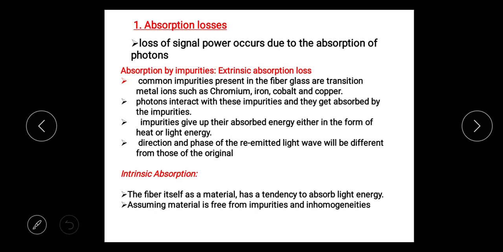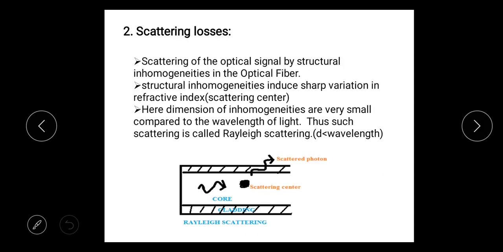Second one is intrinsic absorption. The fiber itself as a material has a tendency to absorb light energy, assuming the material is free from impurities and inhomogeneities. Here, this absorption is very much less compared to extrinsic absorption loss.